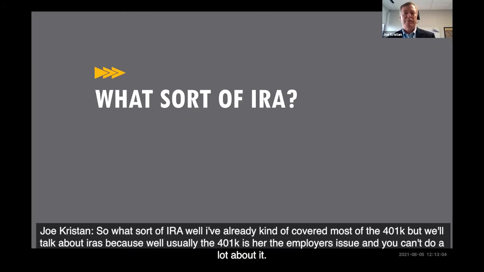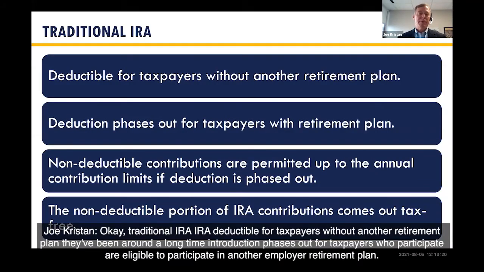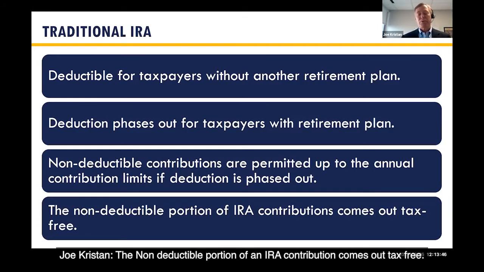And we will go through all of these. So what sort of IRA? Well, I've already kind of covered most of the 401k, but we'll talk about IRAs because usually the 401ks are the employer's issue, and you can't do a lot about it. Okay, traditional IRAs are deductible for taxpayers without another retirement plan. They've been around a long time. The deduction phases out for taxpayers who participate or are eligible to participate in another employer retirement plan. But if you can't deduct it, you can make non-deductible contributions up to the annual contribution limits if the deduction is phased out. The non-deductible portion of an IRA contribution comes out tax-free.